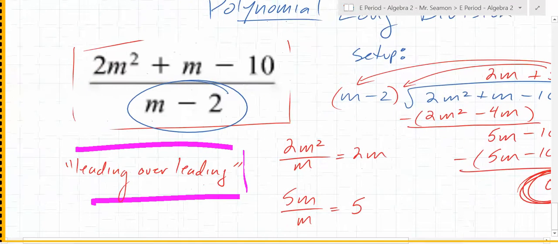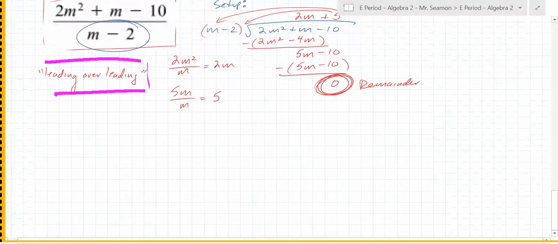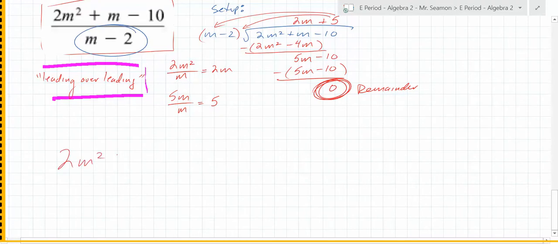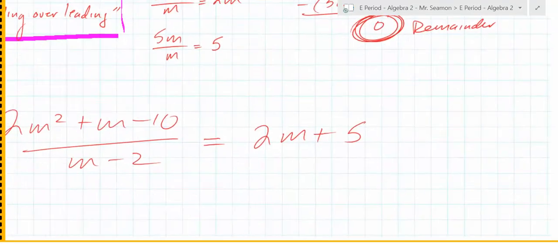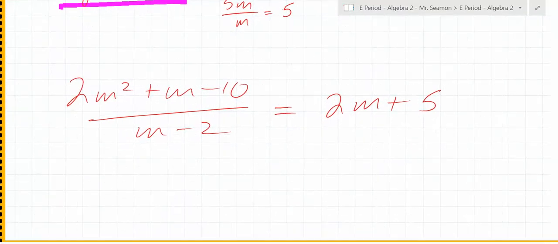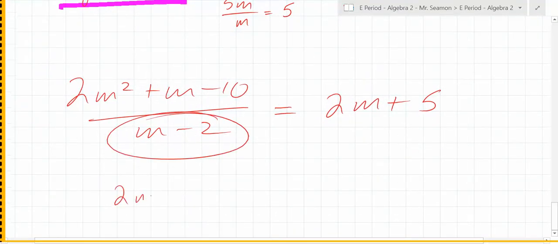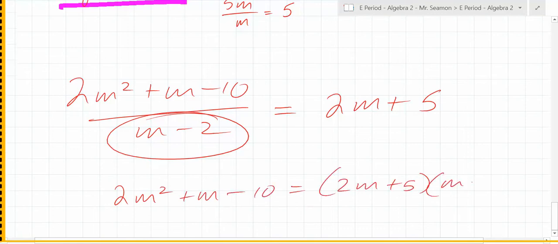Yeah, so what did we just learn? We just learned, everybody, that 2m squared plus m minus 10 over m minus 2 equals 2m plus 5. How do you check to see if that's correct? You multiply both sides by m minus 2. What did we just effectively do? Oh, we just did another way to factor.